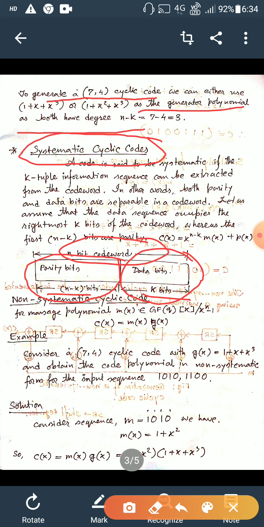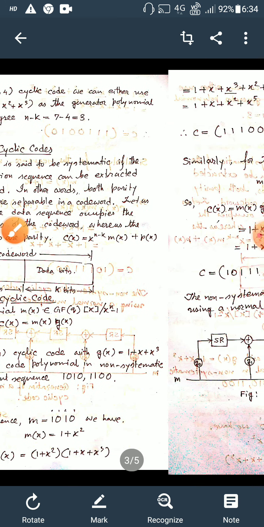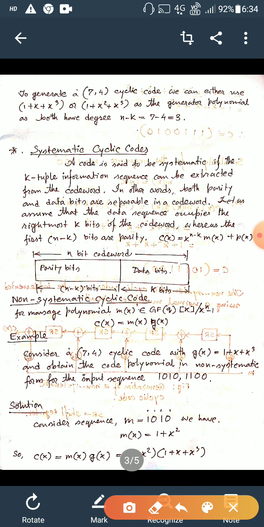And for the non-systematic code, it is not easy to identify the parity bit and the data bit. So that one will be defined for the non-systematic code. Okay, sorry, today we discuss the non-systematic code form. Okay, next we discuss the systematic cyclic code.